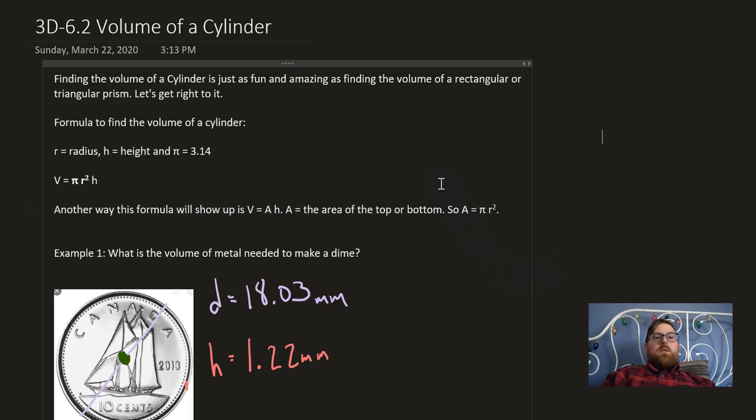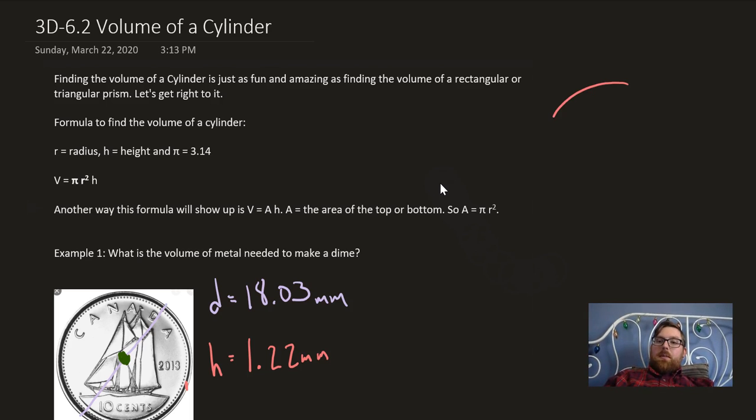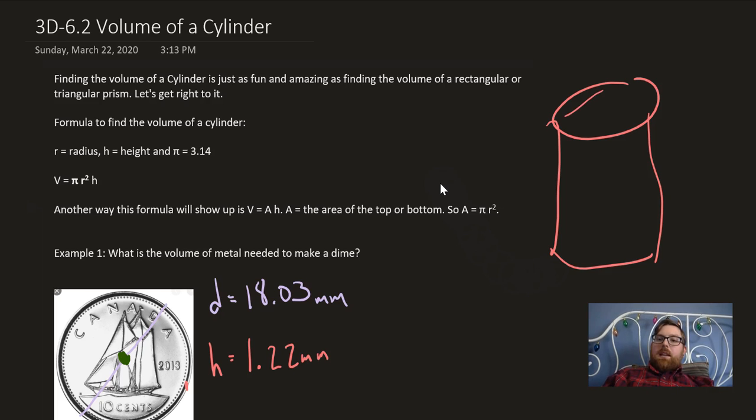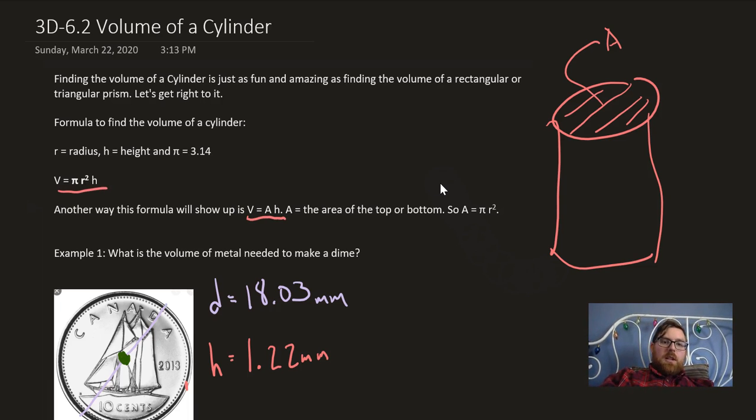Anyways, you might also see it as the volume of a cylinder is A times h, where A is actually, if you're looking at some sort of cylinder like this, not very good, A is going to be the area of the top or the bottom, so the circle, which is pi r squared. So if you see the difference here, V equals Ah, V equals pi r squared h. The A and the pi r squared, you can kind of change whenever you need. Let's go right into an example.